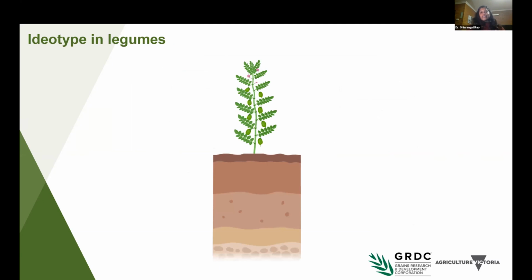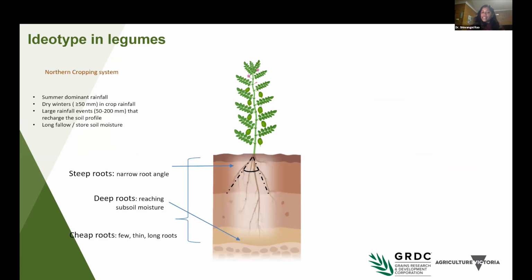From the earlier desktop study where we looked at what constraints existed within Victoria, the soil types, the weather conditions, we came up with an ideotype that would best work within our agricultural system. There is a popular ideotype that already exists, which was proposed by Jonathan Lynch. This was the steep, deep, and cheap root ideotype, which basically means that if you have moisture available in the subsoil layer or deeper in the soil, then during a terminal drought, the plant can grow deeper roots and access this subsoil moisture, which will help avoid the stress imposed by drought.